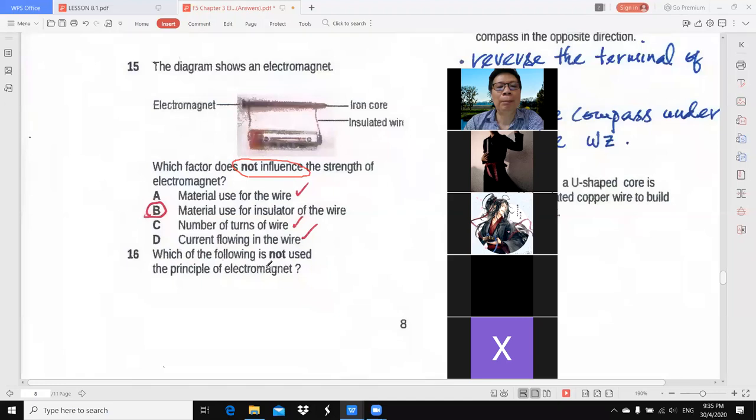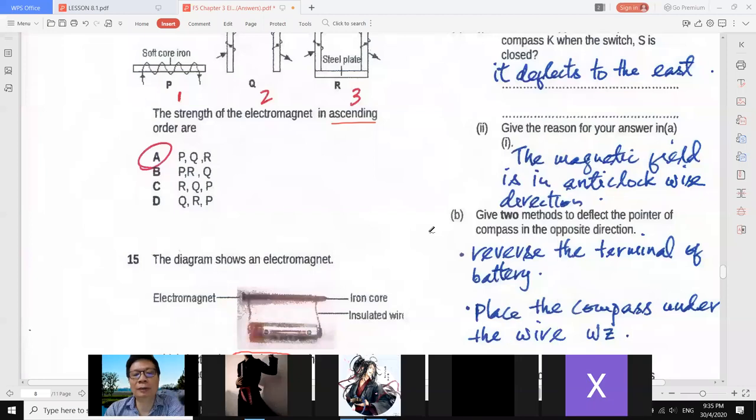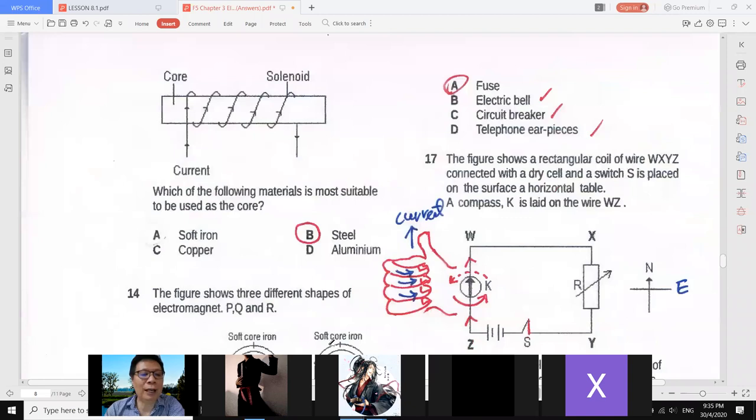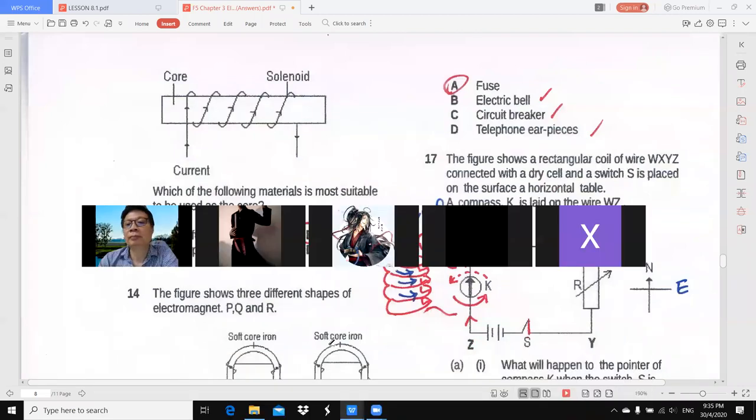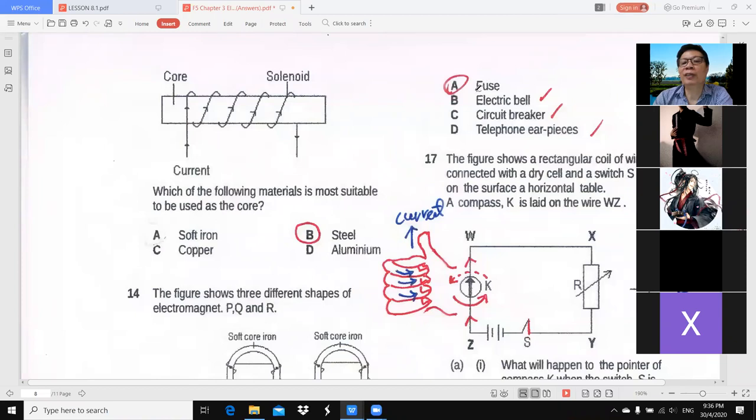Okay, number 16. Which one is not using the principle of electromagnet? The answer is fuse. Using a fuse is very funny, you can move it here and there. Okay, a fuse is not using an electromagnet. Fuse means when the current flows, it becomes hot, it melts, it cuts off the current. Okay, electric bell uses an electromagnet. Circuit breaker also, you learned it. Telephone earpiece, yes. Okay, number 17.